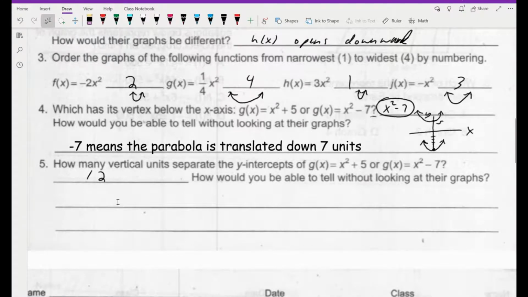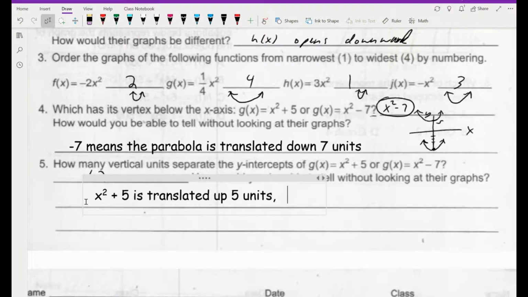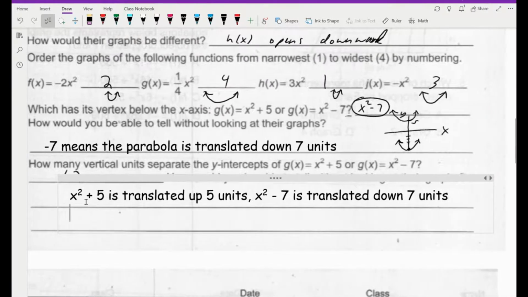Again, how will we be able to tell? Well, the x squared plus 5 is translated up 5 units. The x squared minus 7 graph is translated down 7 units. So the distance is 12 units between them.